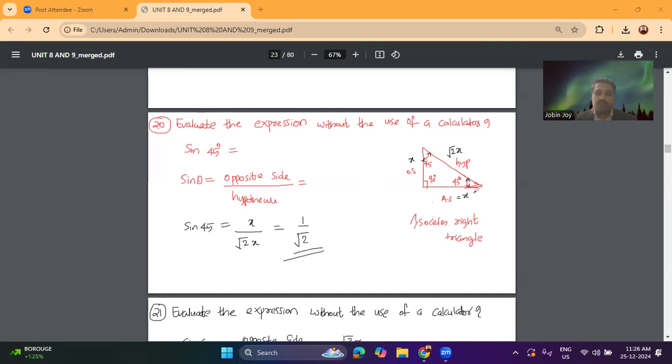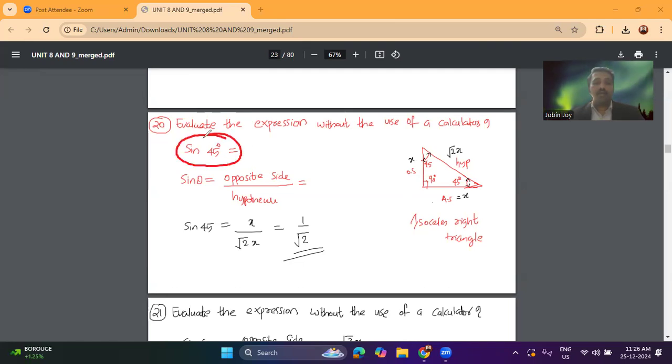Isosceles right triangle means this side is x, this side is x, then this will be root 2x. This angle is 45, this angle is 45, and this angle is 90 degree. This is a right triangle, but this is isosceles. Isosceles means this angle is 45, this angle is 45, and this length is x, and this length is also x. Okay, so here I am calculating sine 45.